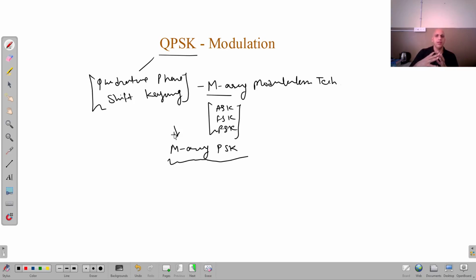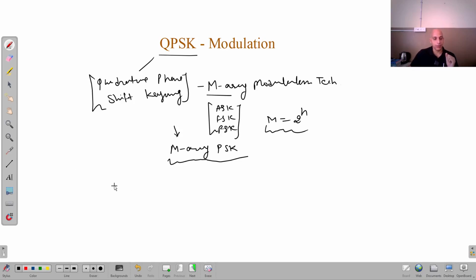We know very well what is M-array modulation technique. We know that in case of M-array modulation, we are using M levels of either amplitude, frequency or phase of the resultant modulated signal, right? And M is equal to 2 raised to power n. Here n is the number of bits. All these things have been explained in the previous lecture. So I'm recalling the equation that I have written there.